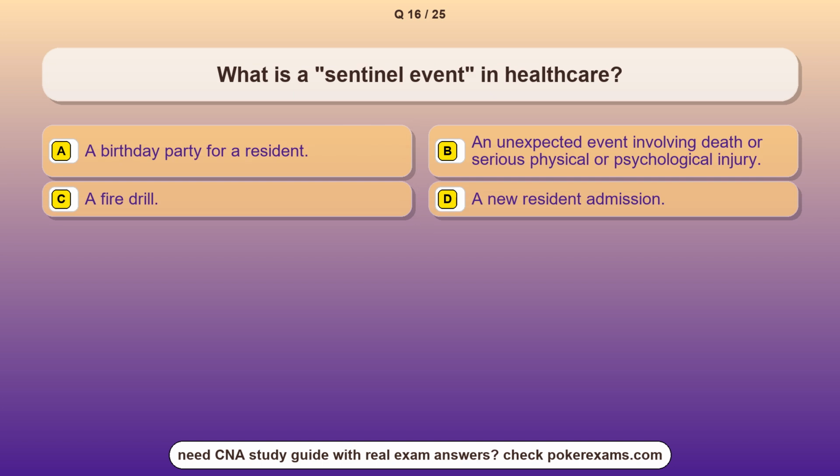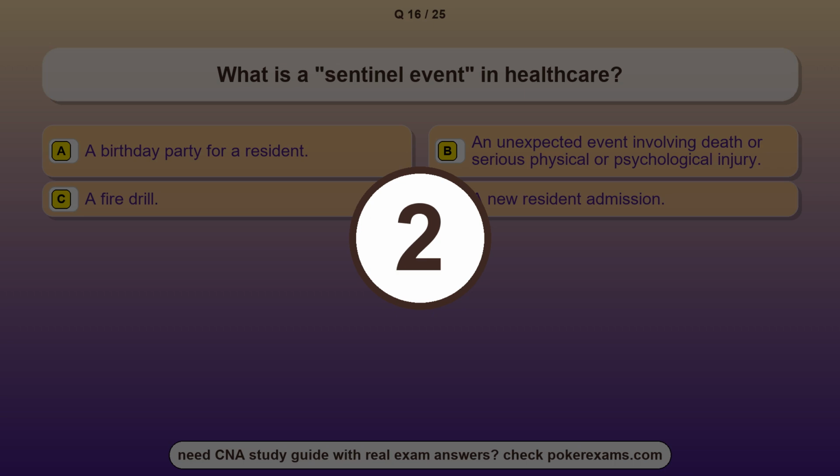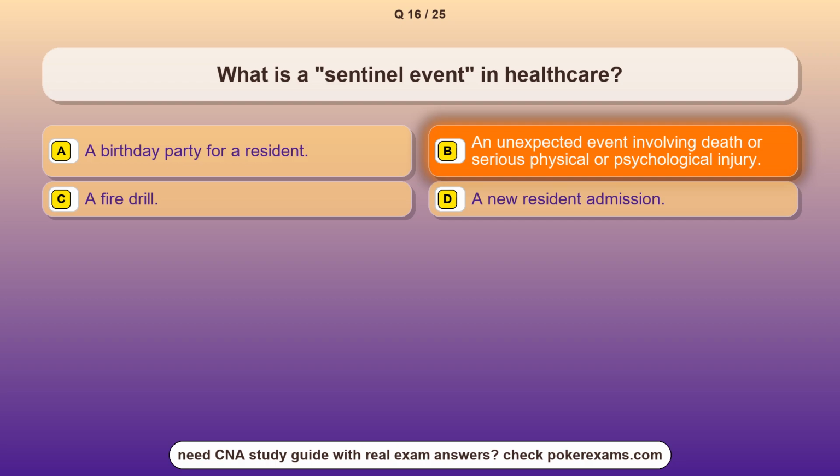Question 16. What is a sentinel event in healthcare? Option A, a birthday party for a resident. Option B, an unexpected event involving death or serious physical or psychological injury. Option C, a fire drill. Option D, a new resident admission. The correct answer is option B, an unexpected event involving death or serious physical or psychological injury.